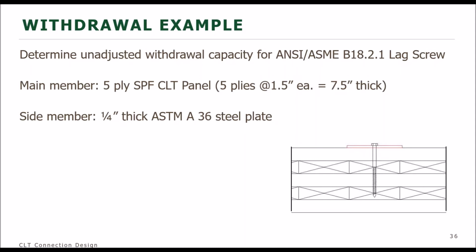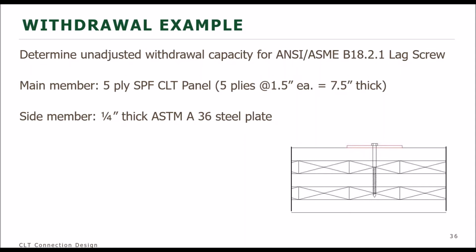Depending on the species, you may have differences in the thickness of the plies. Typically, southern pine would be like 1 3/8 inches for each ply or each lamination, so you'll want to verify that with your manufacturer. In this example, we're just going to use a 1/4 inch ASTM A36 steel plate as our side member.